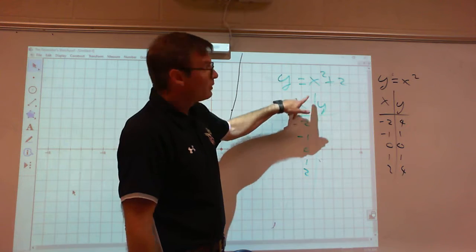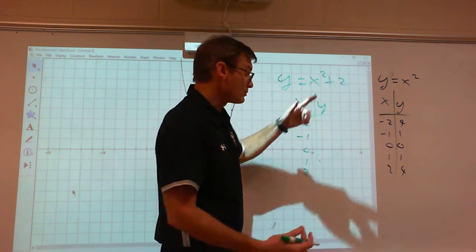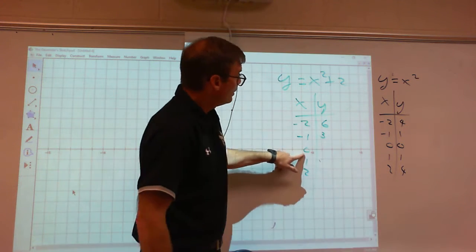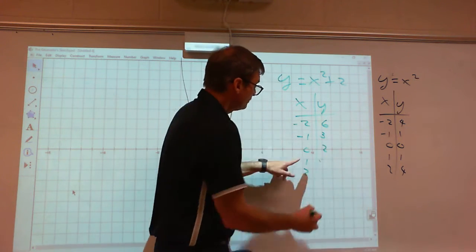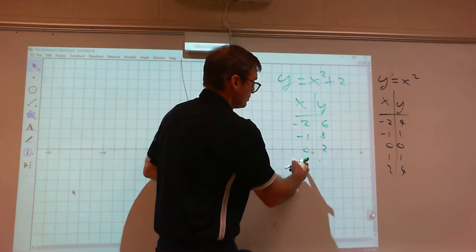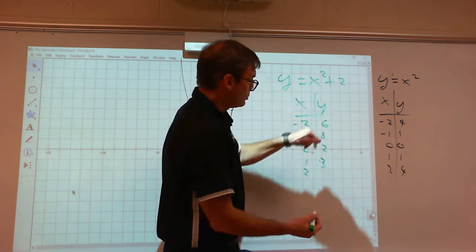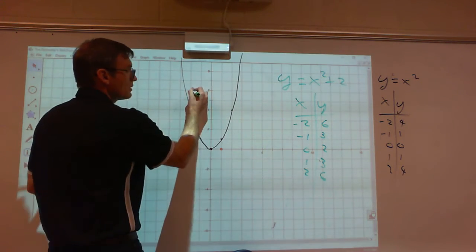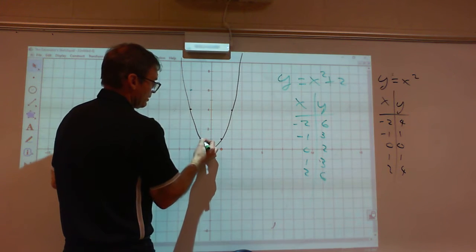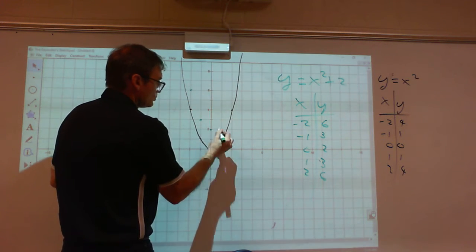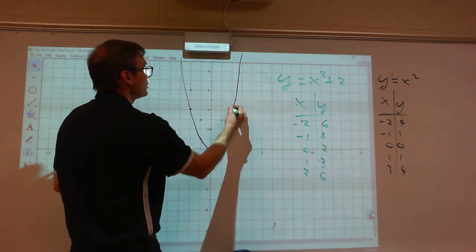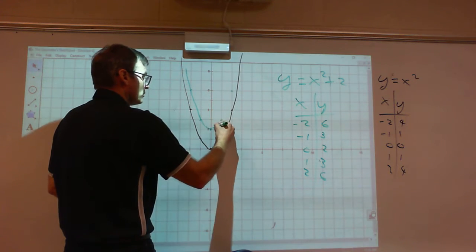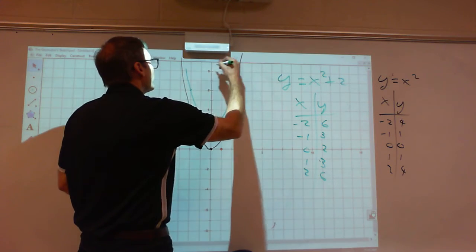And when I plug -2 in, -2 squared is 4, 4 plus 2 is 6. -1 squared is 1 plus 2 is 3, 0 plus 2 is 2, 1 plus 2 is 3, 2 squared is 4 plus 2 is 6. So now I can plot my dots. So at -2 I'm at 6, at -1 I'm at 3, 0 I'm at 2, at 1 I'm at 3, and at 2 I'm at 6. And I'm going to draw my little U, my lovely little parabola.